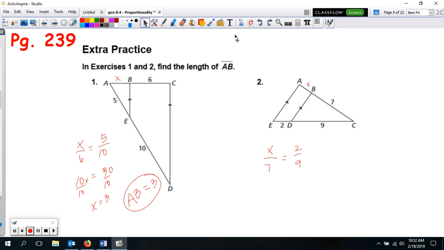And then just cross multiply again. So we have 9x is equal to 14, and then when we divide by 9, we're just going to get 14 divided by 9, and since that cannot be reduced, we're going to leave our answer that way as an improper fraction. So AB, the length of AB, is just going to be 14/9.